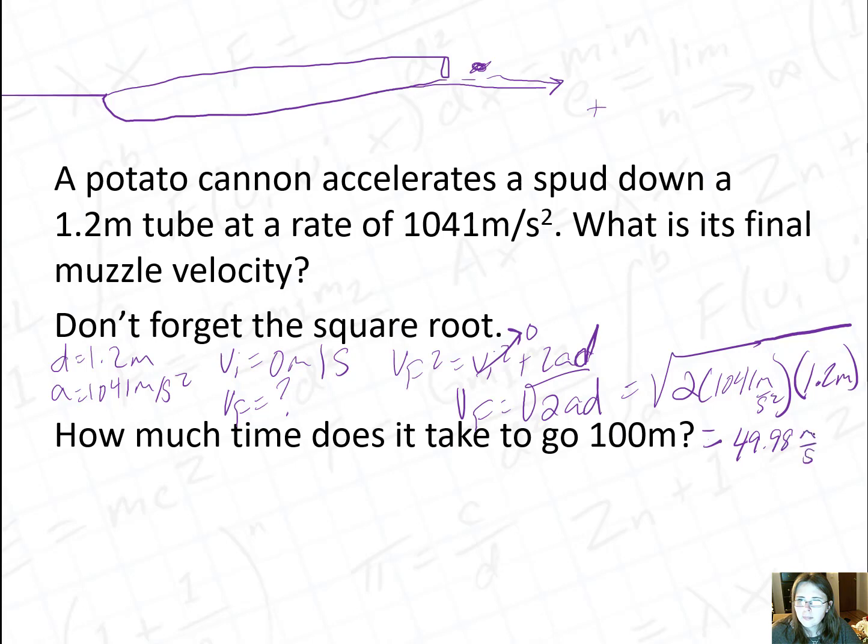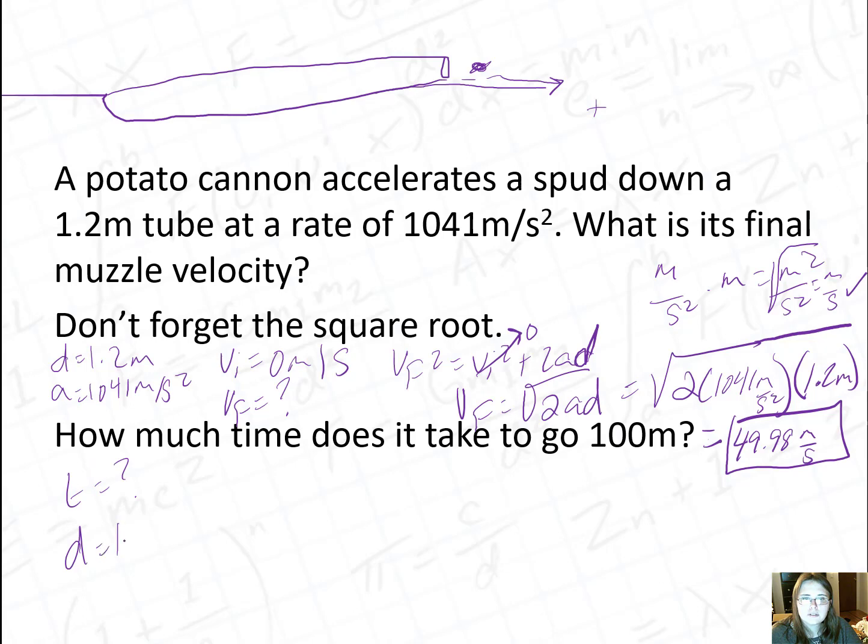meters per second. And again, we want to check our units. So it's meters per second squared times a meter. So we get meters squared per second squared, but then it's square rooted. So we get meters per second, which is what we want. So this makes sense for this one. And then the last part says how much time does it take for it to go 100 meters?